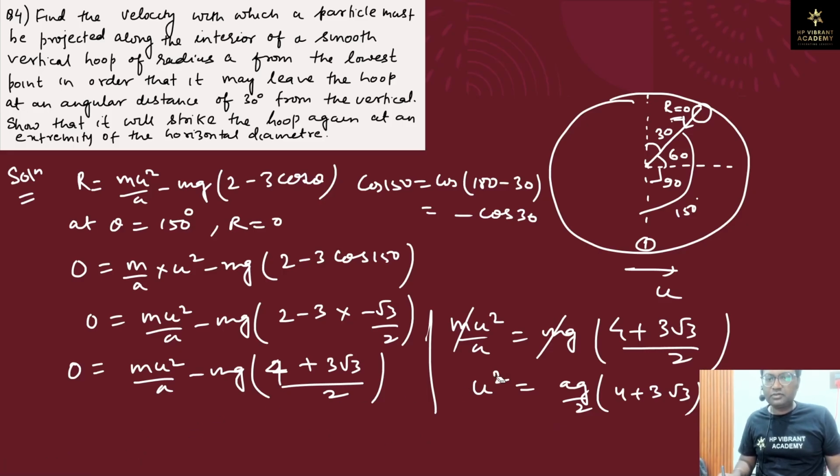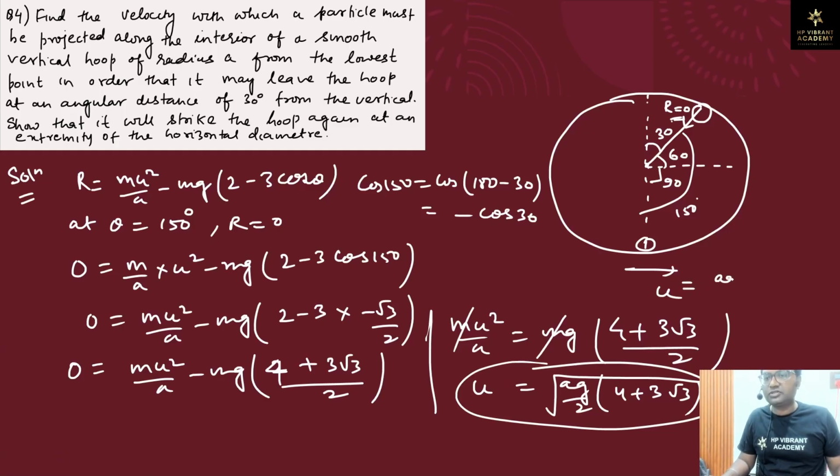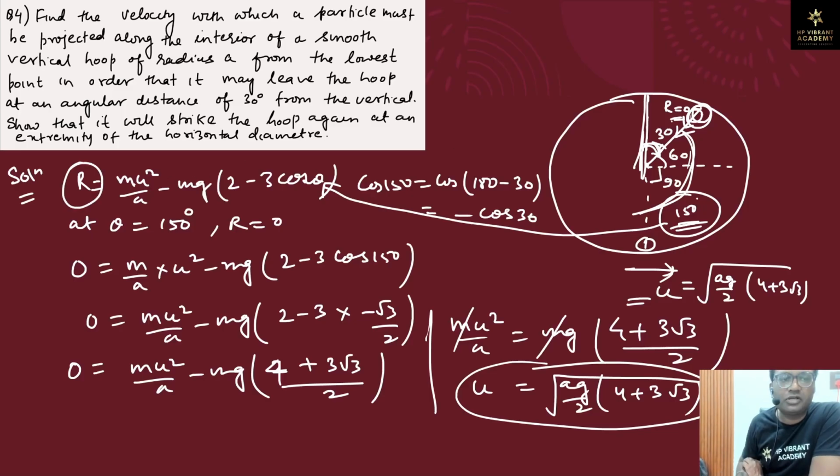So we have, from here, let us take the square root. So we have under root. Okay, so this is the initial velocity. This initial velocity is ag upon 2 into (4 plus 3 root 3). Okay, so if you project the particle with this initial speed, it will leave the hoop when theta is equal to 150 degrees. Okay, so R is the normal component here. The normal reaction at this particular point will be 0 when theta is equal to 150 degrees. Okay, so based on these calculations, we have derived the initial velocity.